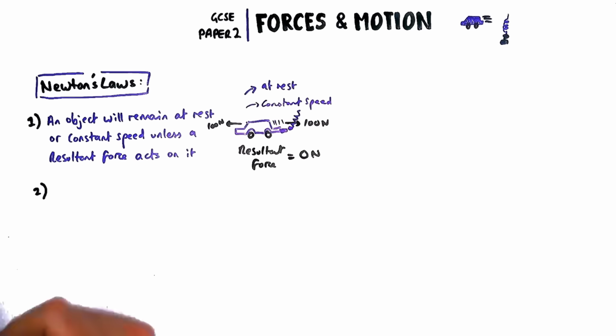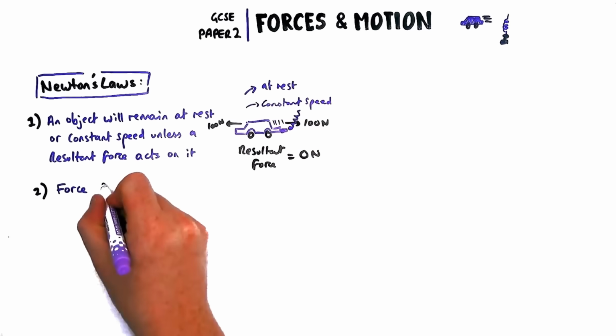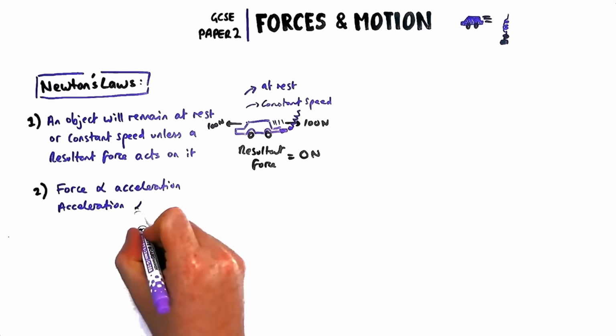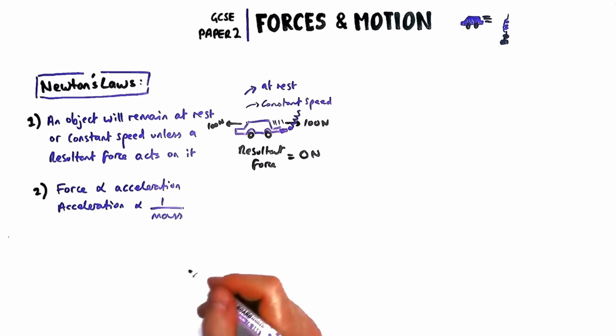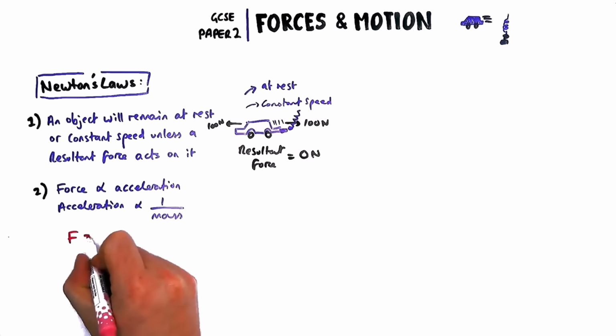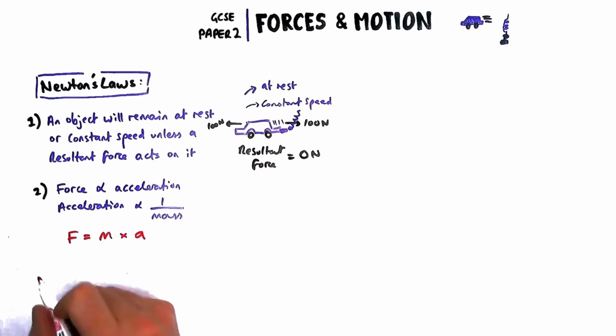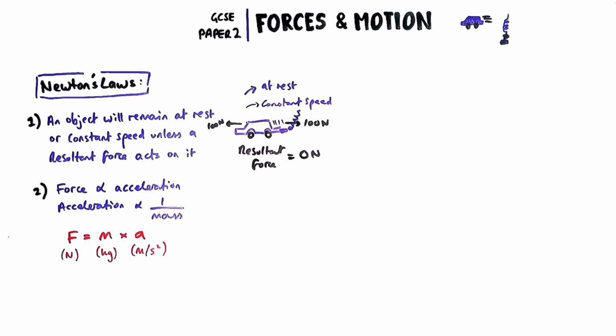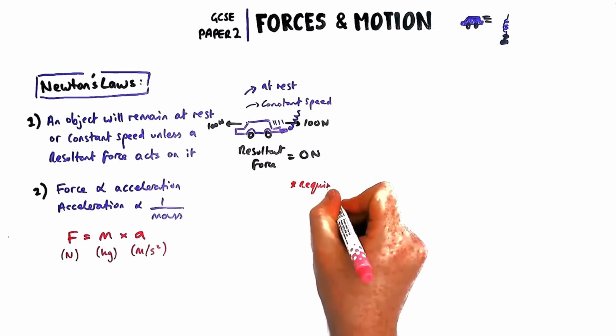Newton's second law is to do with force and acceleration. It states that force is directly proportional to acceleration, and acceleration is inversely proportional to the mass of an object. Putting those two things together, we get the equation F equals m times a, force equals mass times acceleration, and I've given you units there as newtons, kilograms, and meters per second squared.